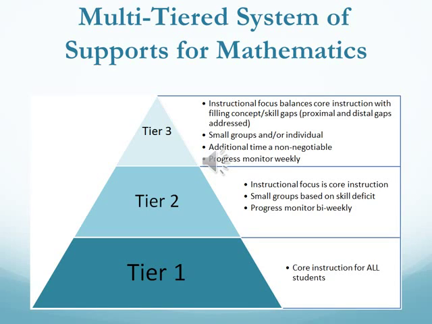We have already discussed in the past modules the components of effective core instruction for all students and Tier 2. During this module, we will continue the conversation of a multi-tiered system of supports for mathematics by discussing the components of Tier 3. The instructional focus of Tier 3 balances core instruction with filling the concept and skill gaps specific to individual students. Instruction is provided in either smaller groups or on an individual basis. Additional time is provided and is a non-negotiable, meaning that if time is not increased, then Tier 3 supports are not occurring. Progress monitoring occurs weekly, for example.